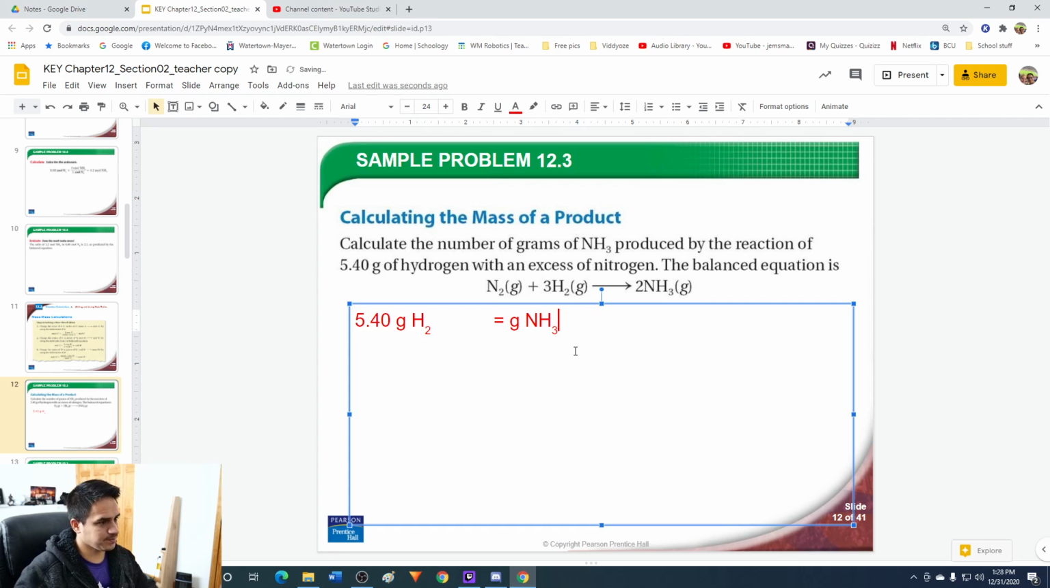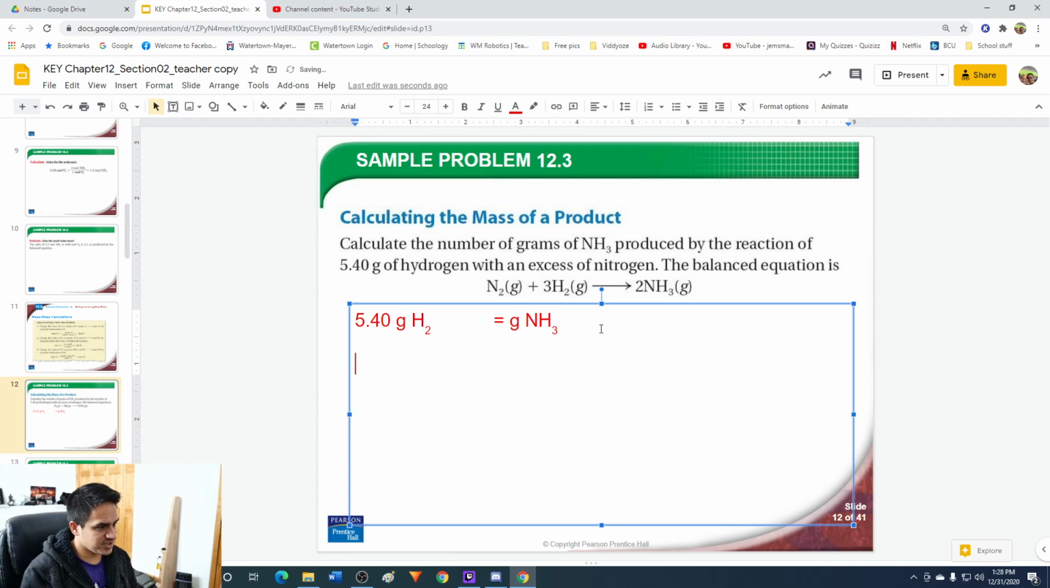So we're going to start with 5.40 grams of H2, hydrogen. It's reacting with an excess of nitrogen. Pretty much it's just telling you there's a lot of nitrogen there. That part doesn't matter. And they want us to calculate the number of grams of NH3.